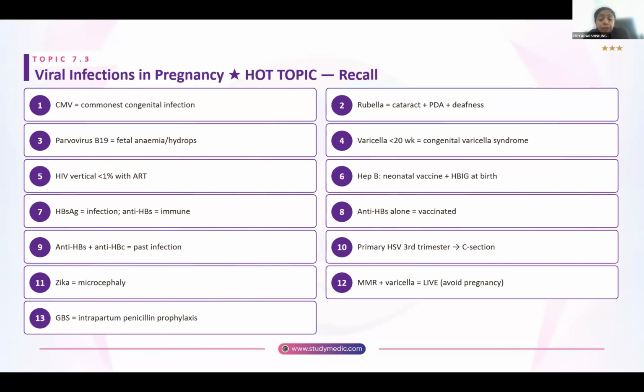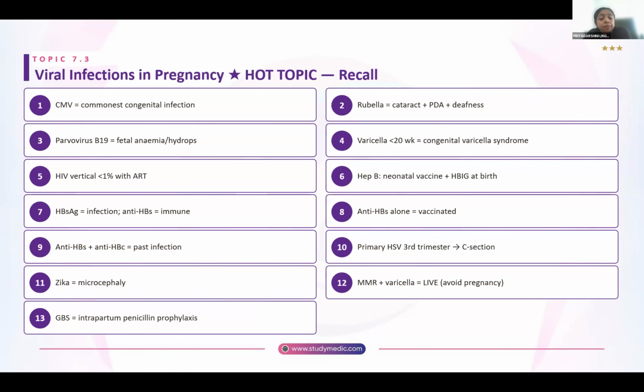This is very important, very commonly asked in SBA: what do you do with a neonate of a mother with HBsAg positive? Now, HBsAg is infection, anti-HBs is immunity. If only anti-HBs is present and there's no antigen, then you have to remember this is a case of vaccination alone. If both anti-HBs and anti-HBc are present, then it is a past infection.